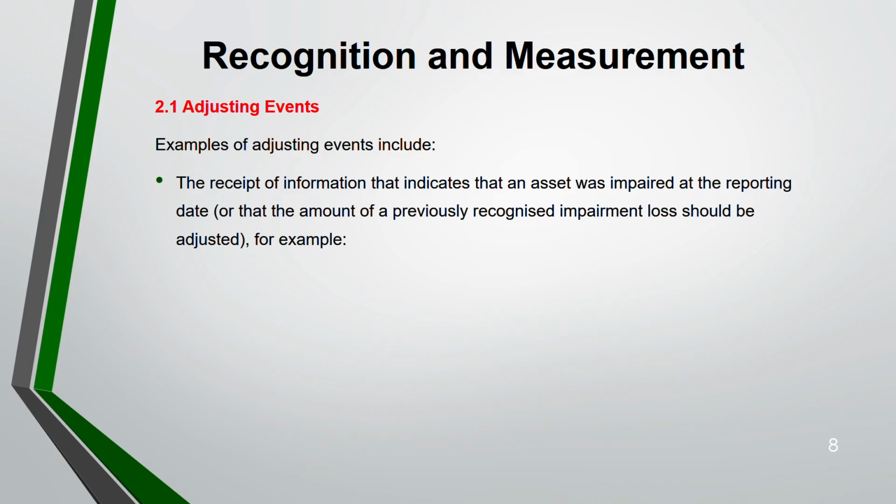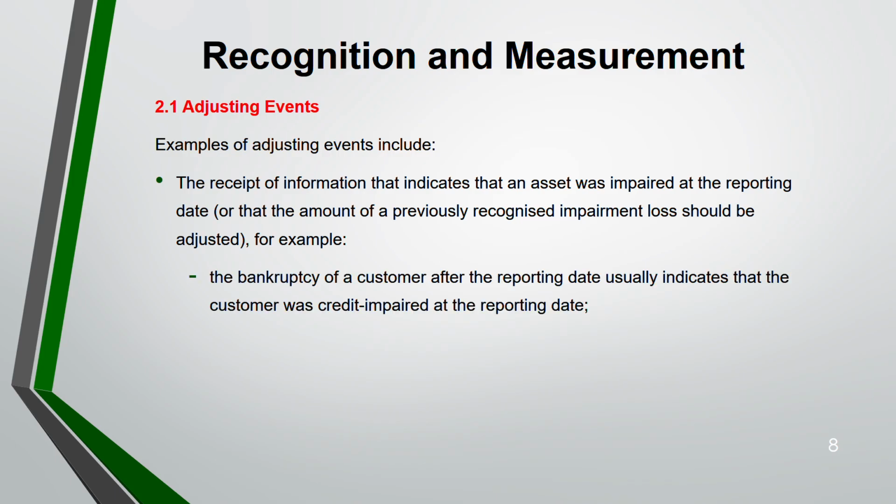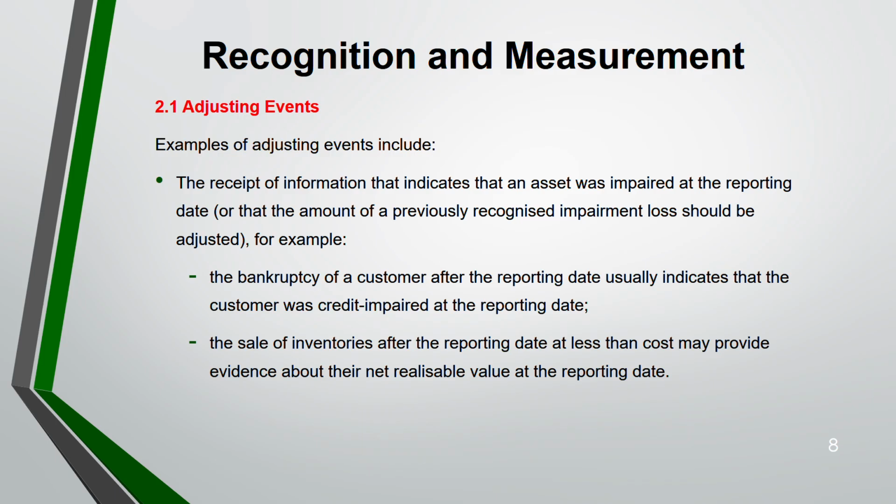Okay. It further includes the receipt of information that indicates that an asset was impaired at the reporting date. Okay, so previously you must have recognized some impairment loss. Now either you have to reverse it, or you have to increase that loss. So let's say your customer went bankrupt after the reporting date. That means your customer is credit impaired. You are selling the inventory after the reporting date at less than the cost. This also gives evidence that your inventory has to be written down to net realizable value.